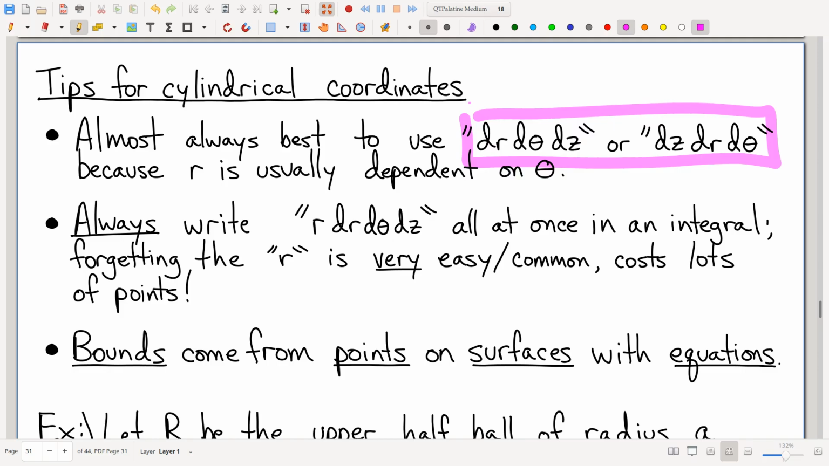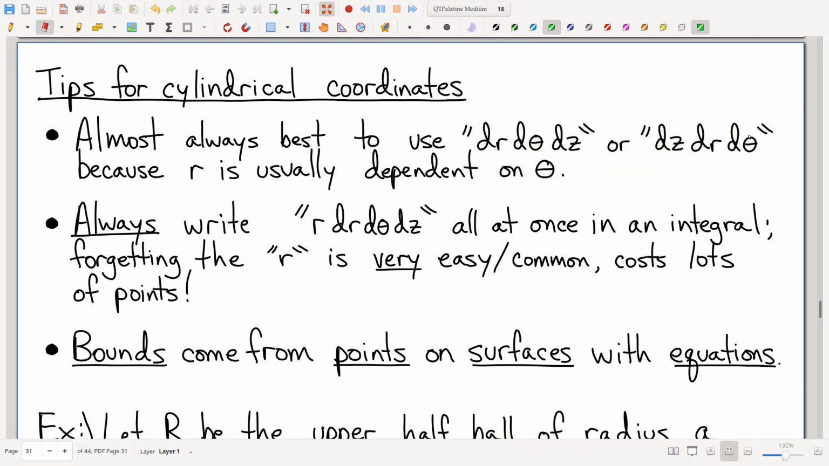The way you remember these 2 options is that r and theta are always together and in that particular order, right? Always dr d theta, always keep them together. And then the only question is whether dz is further to the outside or further to the inside. That's the only thing you've got to remember. So those are your only reasonable options to think about.